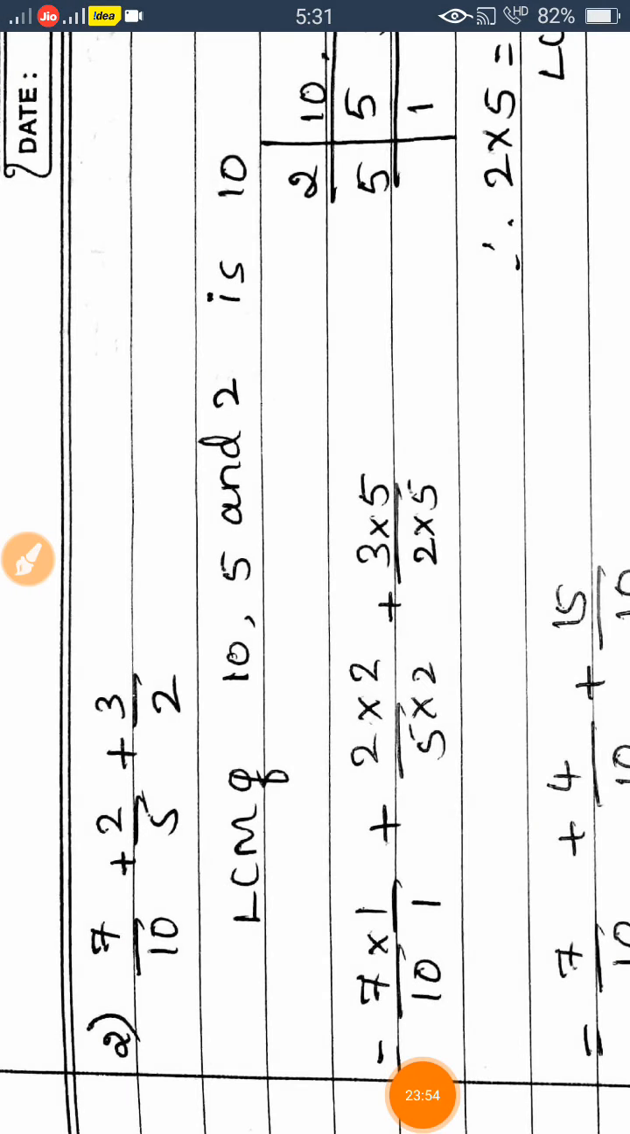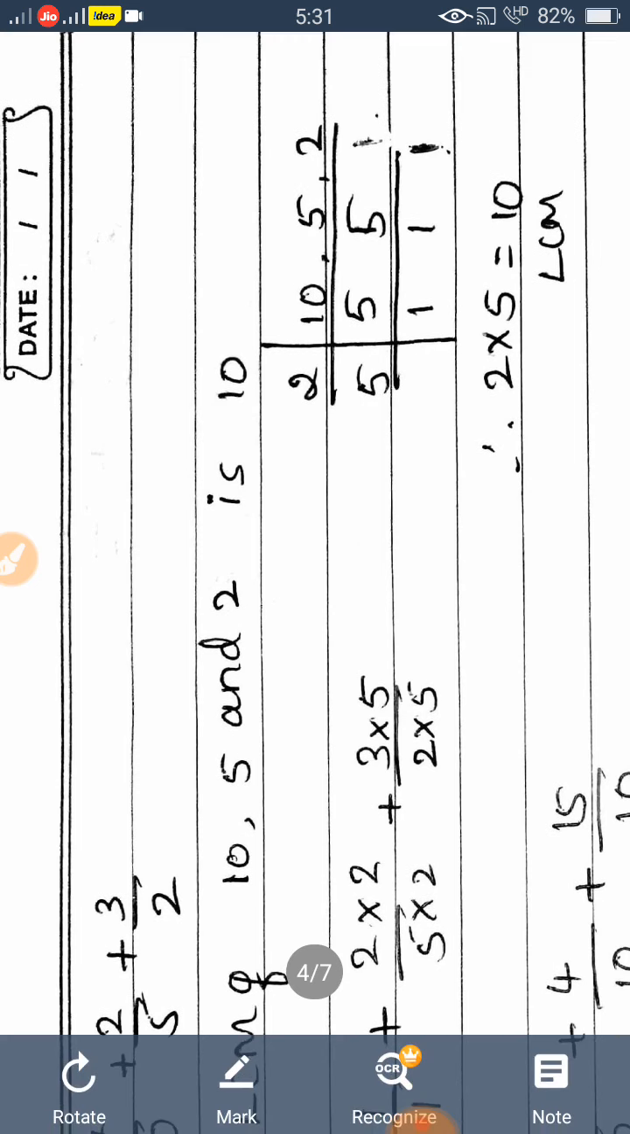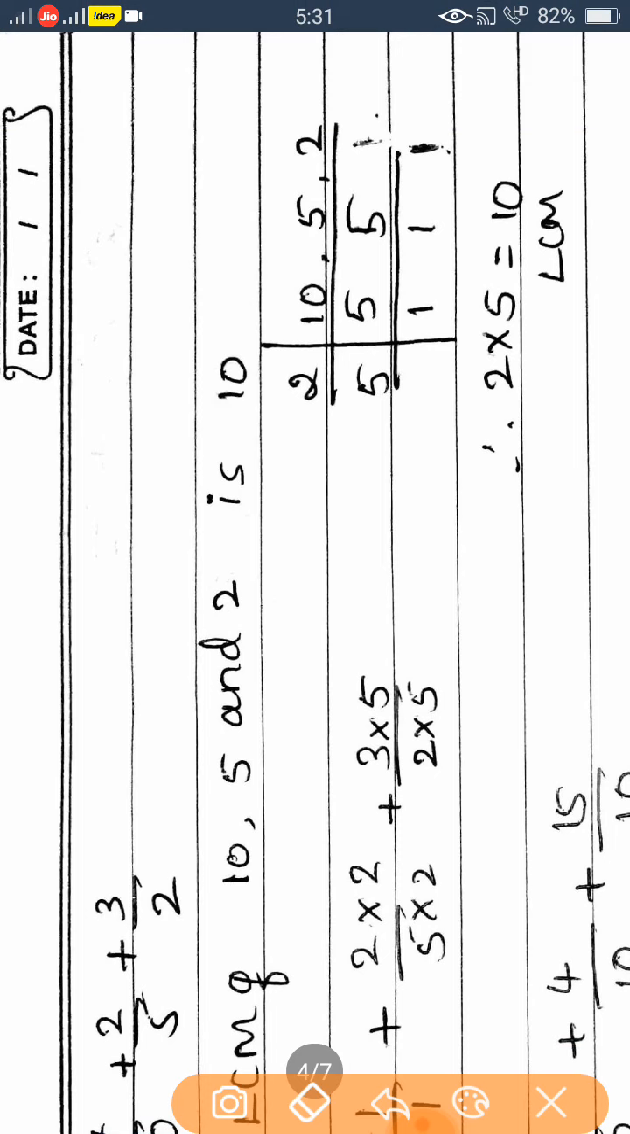So 7 by 10 plus 2 by 5 plus 3 by 2. See, the denominators are not the same. So these are not like fractions. Take the LCM of the denominators 10, 5, 2. See, I have taken 10, 5, 2. 2 5s are 10. So by 2, 5 will not go. Keep it as it is only.